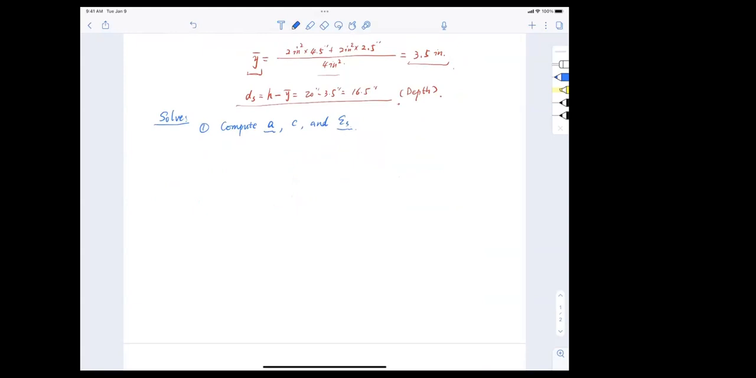Now a should equal to beta 1 c, and that is equal to As fy, just like we did before, tension force, divided by 0.85 f'c b. So how much reinforcement area do I have? 4 number 9 bars, so 4 inch squared, and yield strength 60 ksi, divided by 0.85, 4 ksi of concrete and 12 inch of width.